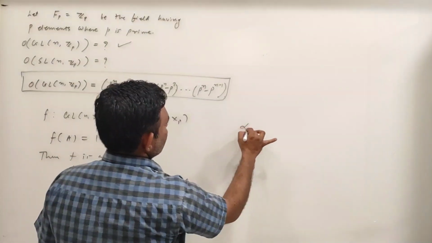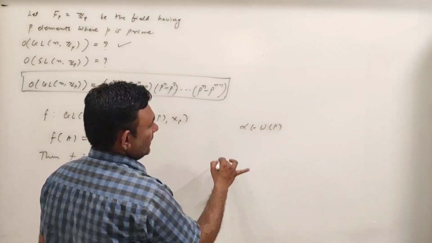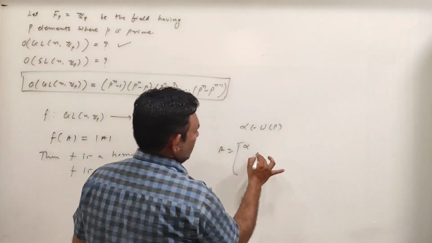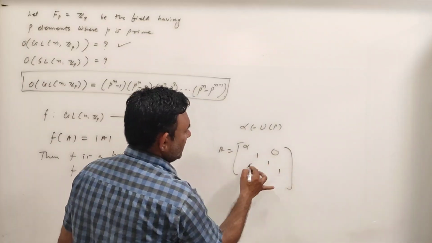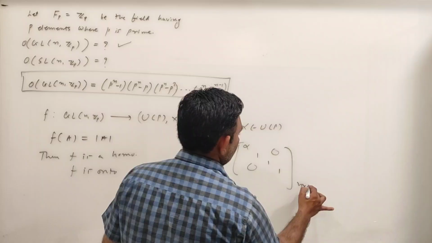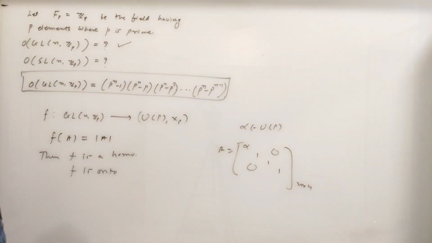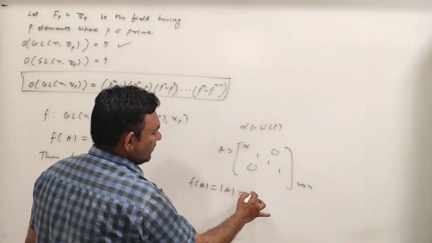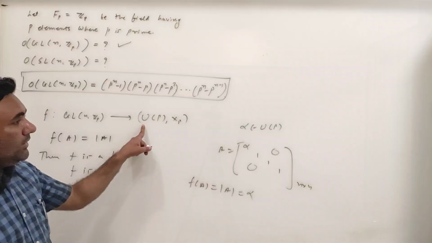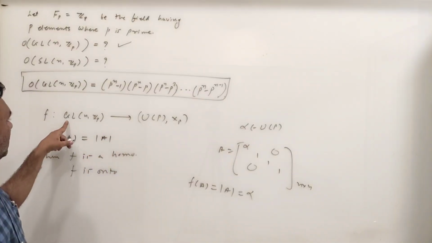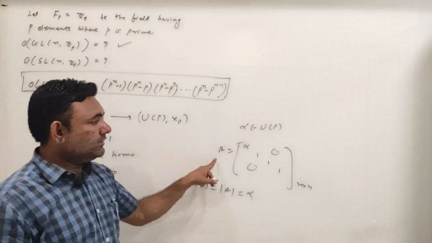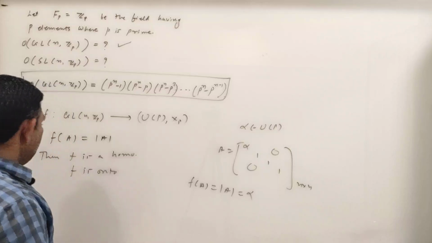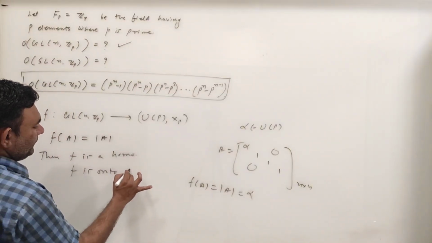Why is it onto? Take alpha belonging to U_p. Now you consider the matrix A such that the A11 entry is alpha, the remaining diagonal entries are 1, and all the non-diagonal entries are 0, and it is an n by n matrix. Then what will be f of A? Determinant of A is just the product of diagonal entries, that is alpha. So for given alpha in U_p, you have constructed one element in GL_n(Z_p) such that f of A is alpha, so f is onto.